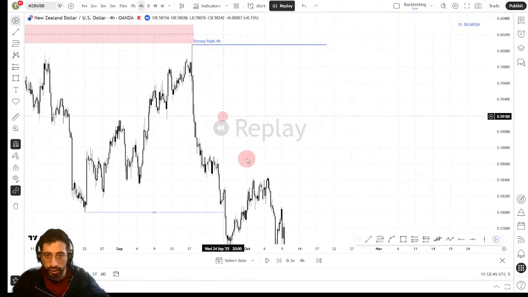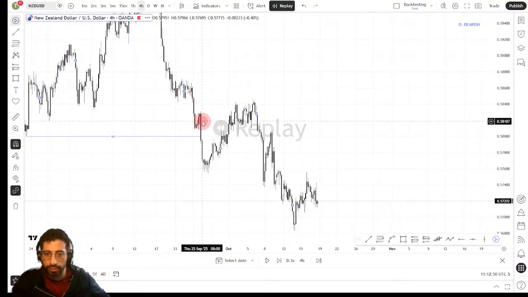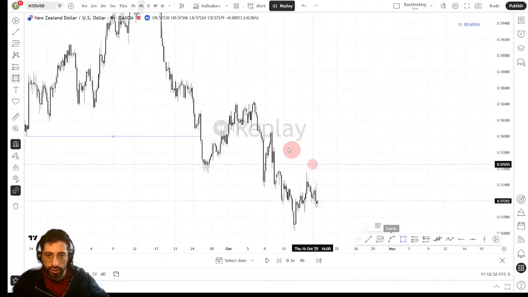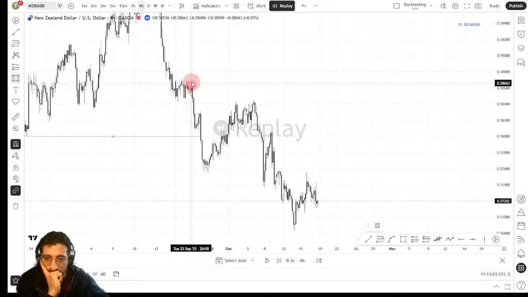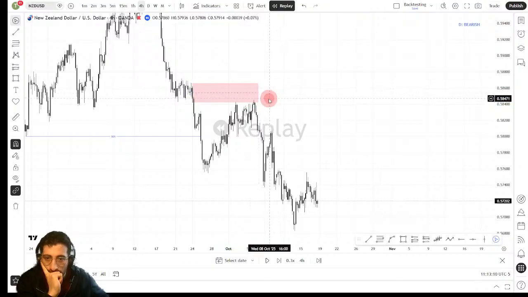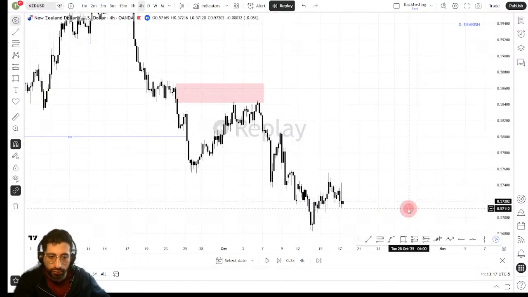So far we have a strong high here. We have a break of structure, so everything is confirmed. And now let's go a little bit closer to the current market. And here we have this. Trying to analyze this. Look, the price entered here, and here we have the pattern we were looking for.